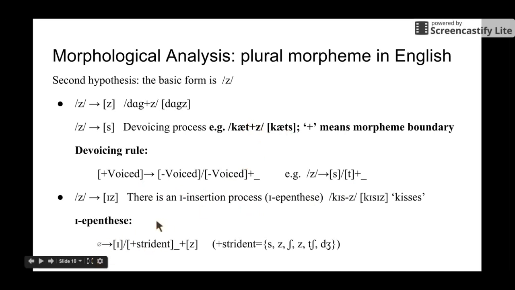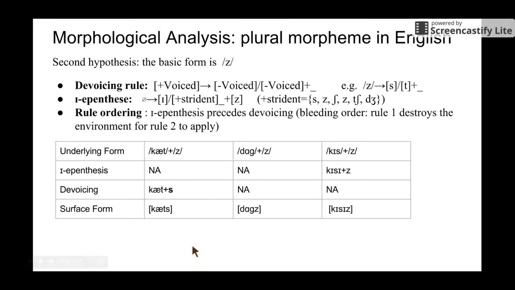And the same vowel insertion rule applies here as well, because we want to account for kisses. And for this one, we have the same rule actually. Okay, now again, we have more than one rule, right? We have to think about the rule ordering.